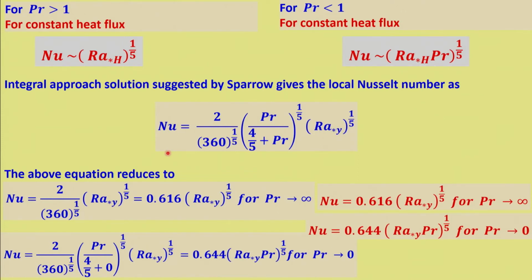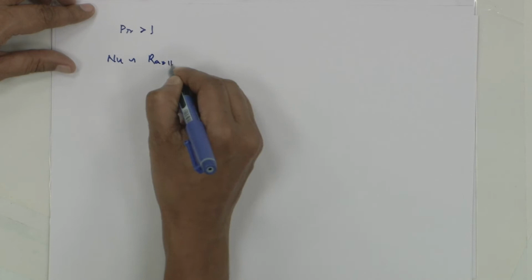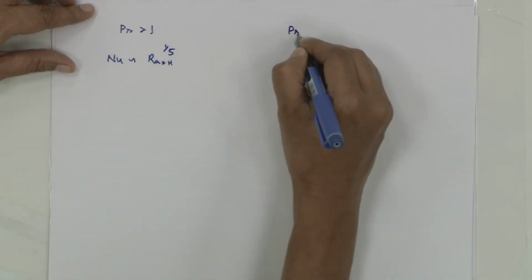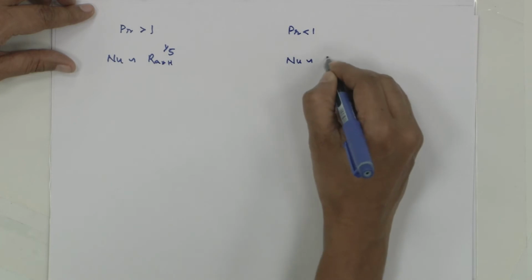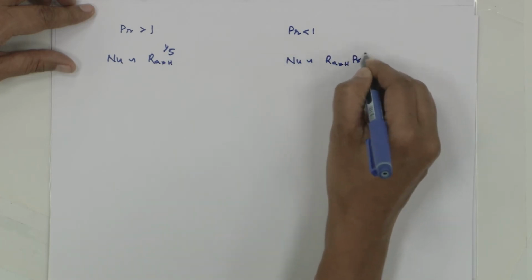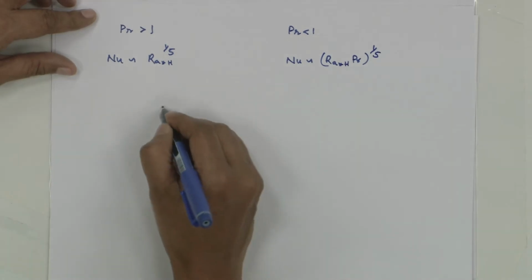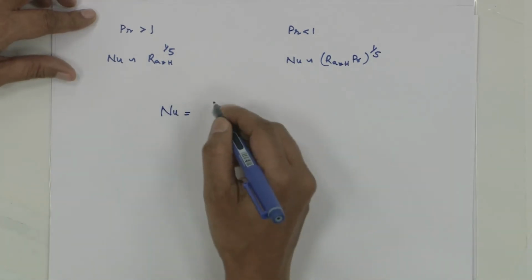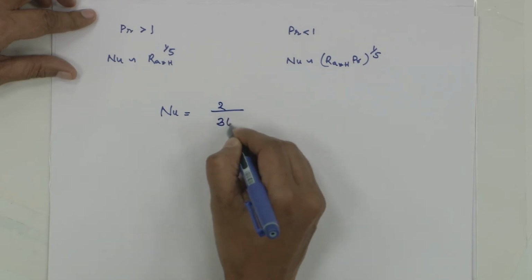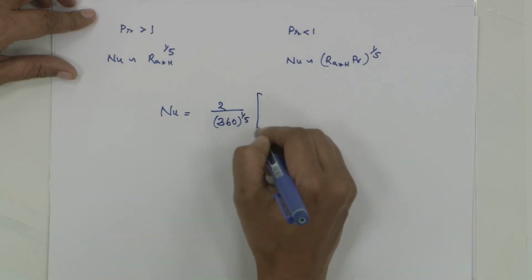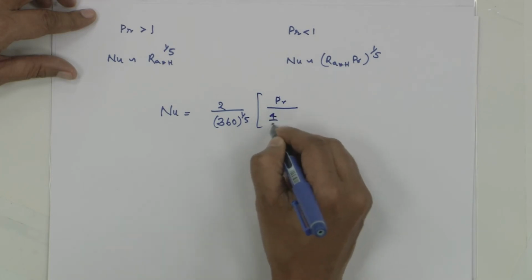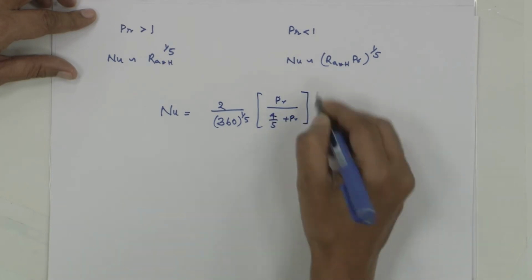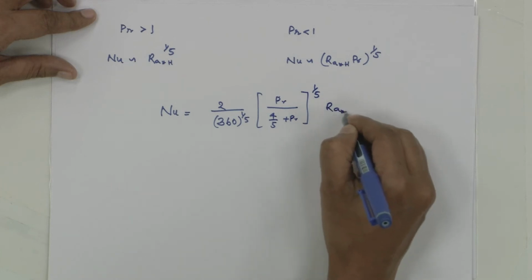So for Prandtl number greater than 1, you get Nusselt number is of the order of Ra star H to the power of 1 by 5. For Prandtl number less than 1, you get Nusselt number Ra star H Prandtl number to the power of 1 by 5. Is this correct or not? Sparrow has given for constant heat flux boundary condition 2 by 360 to the power of 1 by 5 into Prandtl upon 4 by 5 plus Prandtl to the power of 1 by 5 or A star y to the power of 1 by 5.